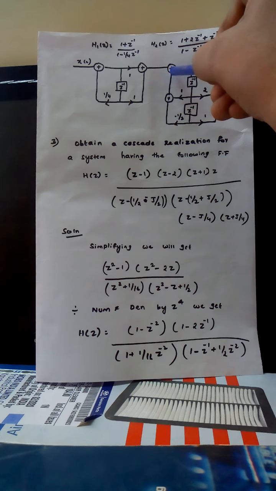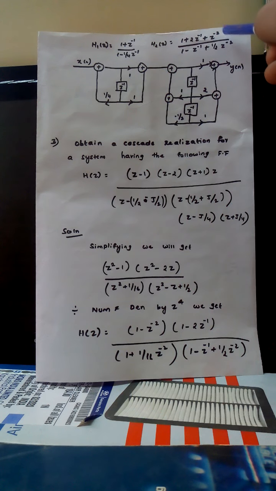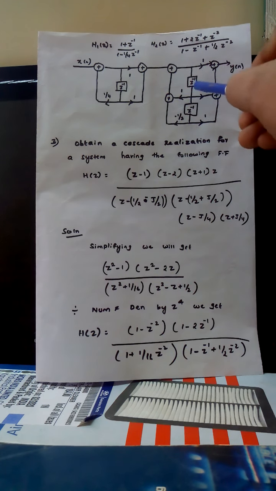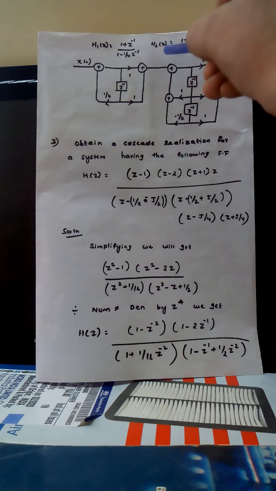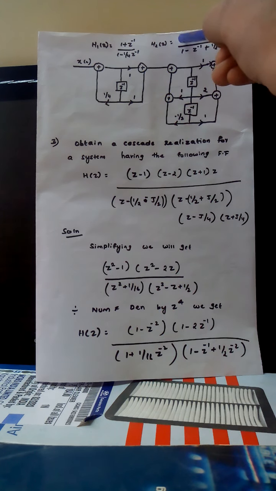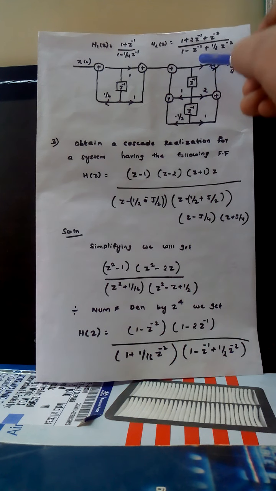We have to add it. Again in the numerator term, z to the power of minus 2 is multiplied with 1, so here it is 1, and z to the power of minus 1 is multiplied with 2. Again here it is x of n, that means output by input, x of n is having a 1, so we are multiplying with 1. If you are adding here, we'll get the output.